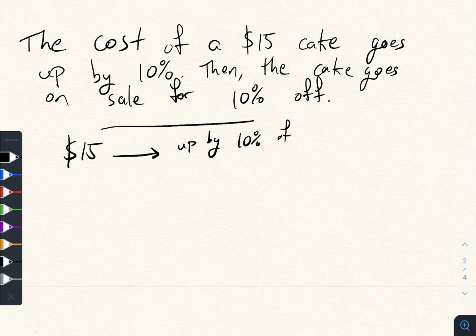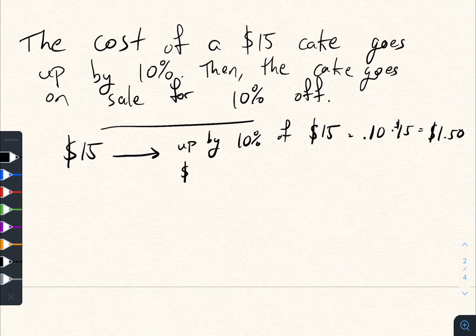10% of what? 10% of the original price of $15. So 10% of $15 is 0.10 times 15. So that's $1.5 or $1.50. So we end up at 15 plus $1.50, so $16.50.